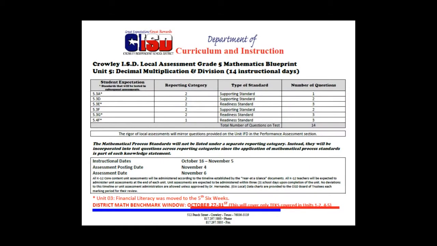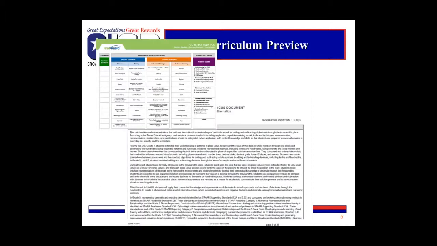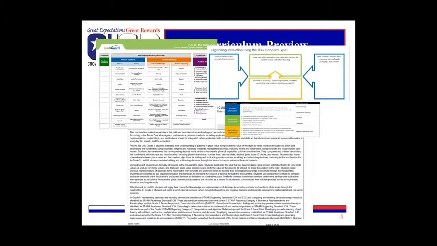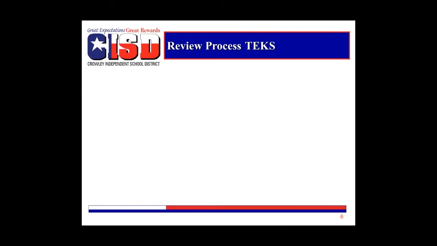Now take a moment to review the Unit 5 Local Assessment Blueprint. For today's PLC purpose, materials teachers will need are the Unit 4 IFD, PLC for the Math PLC document, and organizing instruction using the TEAK Standard Types document, and green, yellow, and blue highlighters. Before we complete the content builder for the upcoming units, let's take a minute and review the process TEAKs, as well as understand the structure of the content builder.